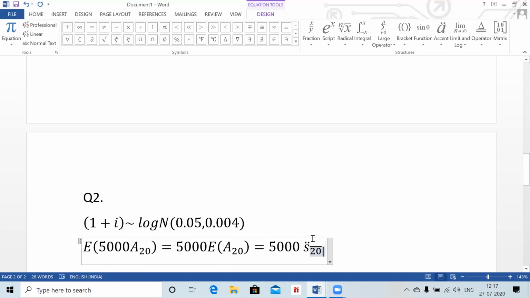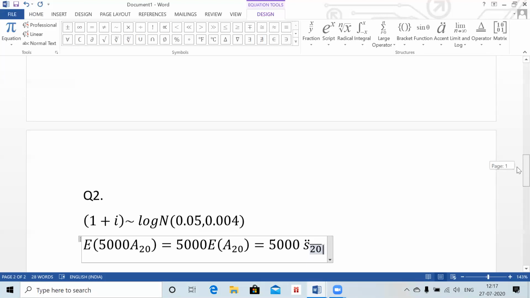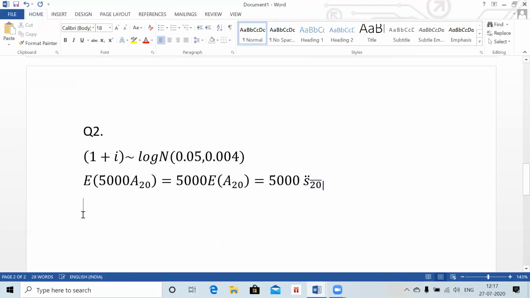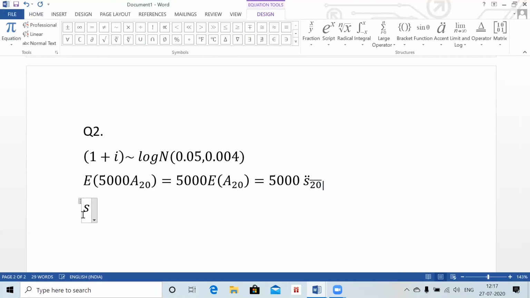Please do this. An easier way of doing this is saving this equation. So S dd dot space space underscore n backslash bar space space space, left arrow key, and then one prime sign.